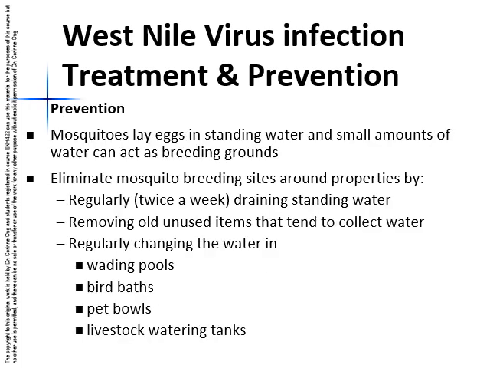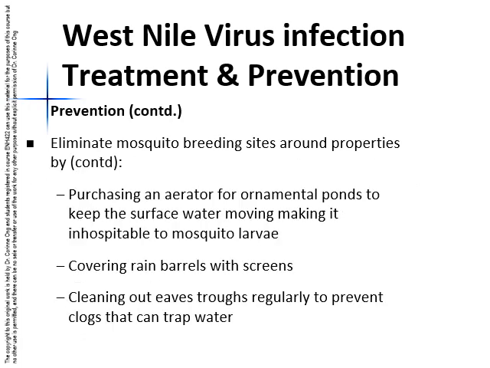Since mosquitoes lay their eggs in standing water and smaller amounts of water can act as breeding grounds, mosquito breeding sites should be eliminated around properties by draining standing water regularly, twice a week, and removing old unused items that tend to collect water, and changing the water in wading pools, bird baths, pet bowls, and livestock watering tanks. Also, eliminate mosquito breeding sites around properties by purchasing an aerator for ornamental ponds to keep the surface water moving, making it inhospitable to mosquito larvae, covering rain barrels with screens, and clearing out eaves troughs regularly to prevent clogs that can trap water.